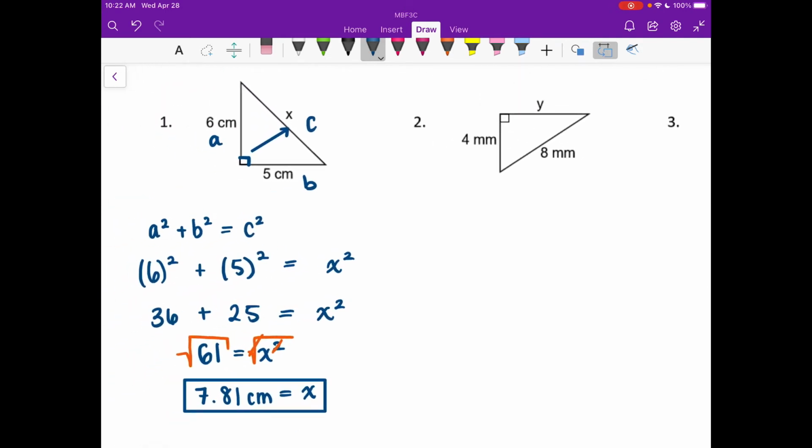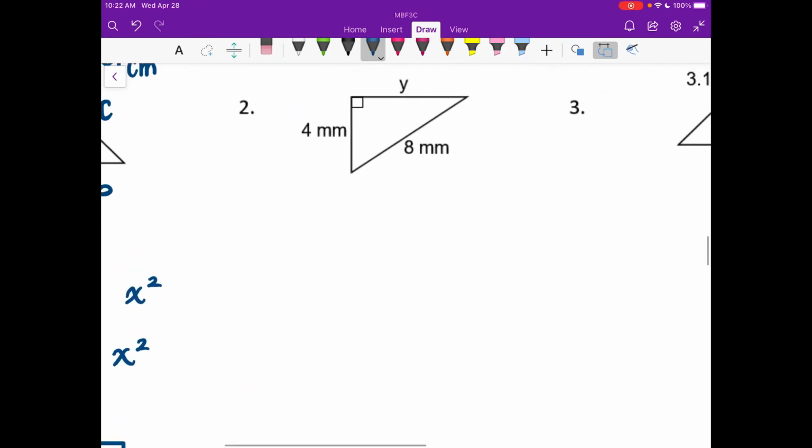You know that side C is going to be 7.81 centimeters. One way to make sure that this is right is that this side C always has to be larger than the two A and B sides. Cool? All right, so I'm going to move on to number 2.